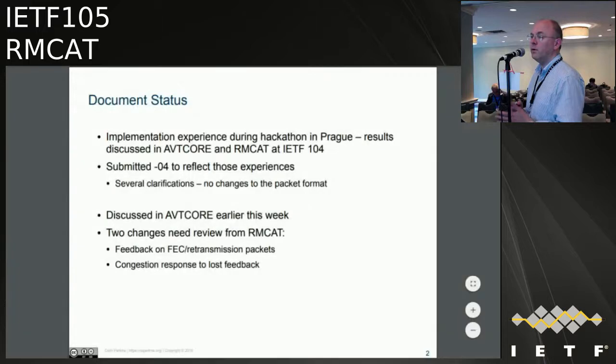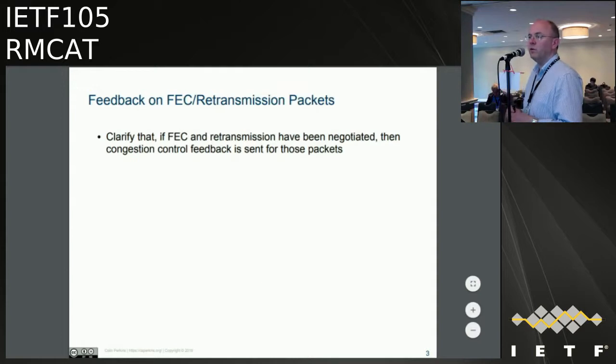One is about the feedback on FEC and retransmission packets, and one is the response to lost feedback. So in the first subject, the thing we've added to the draft this time is a statement that if you are sending separate RTP streams that contain either forward error correction or retransmission packets with their own SSRC, then when you're sending congestion feedback, you also send the congestion feedback reports on those streams.